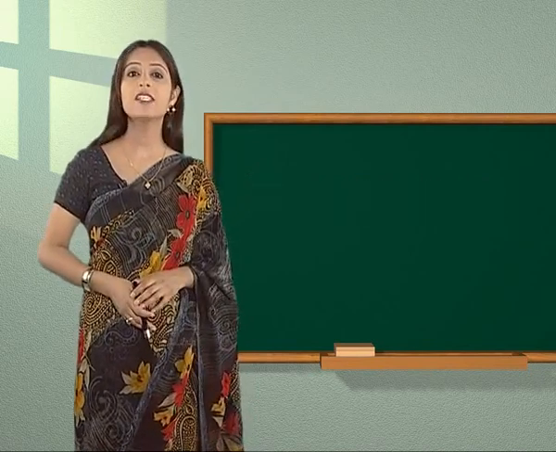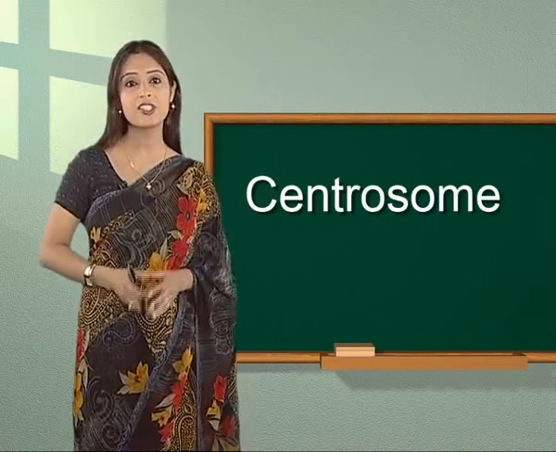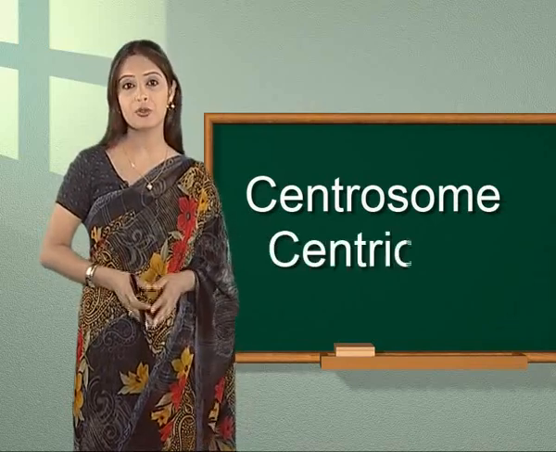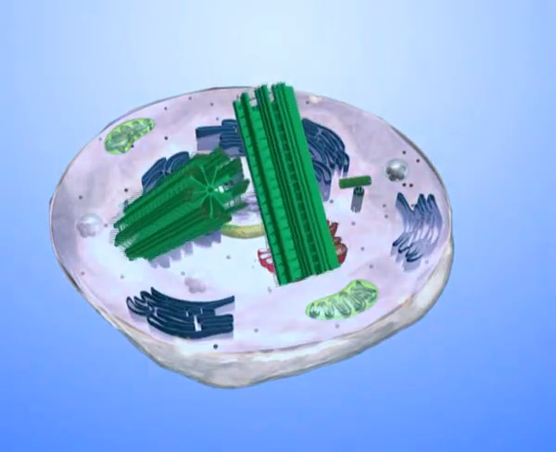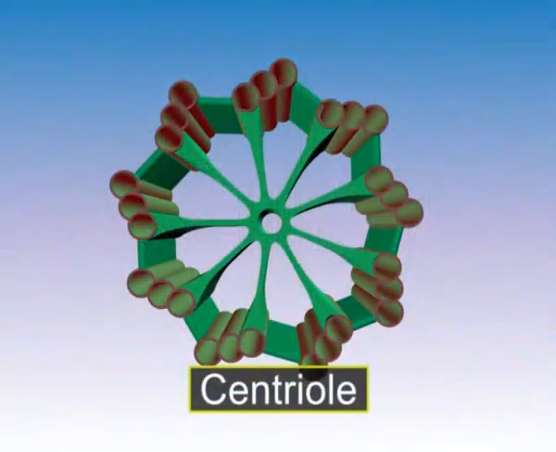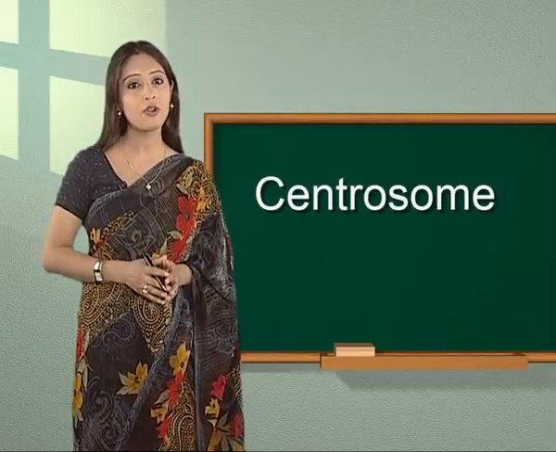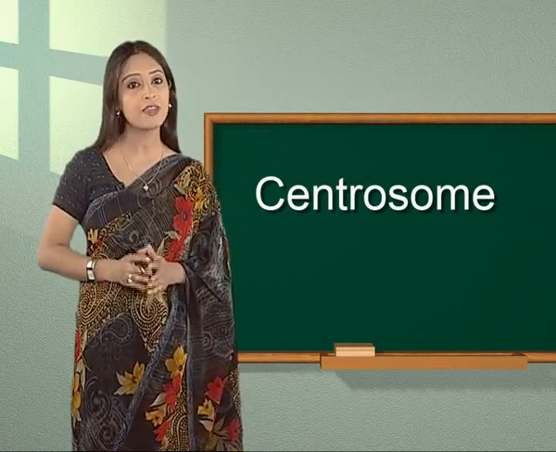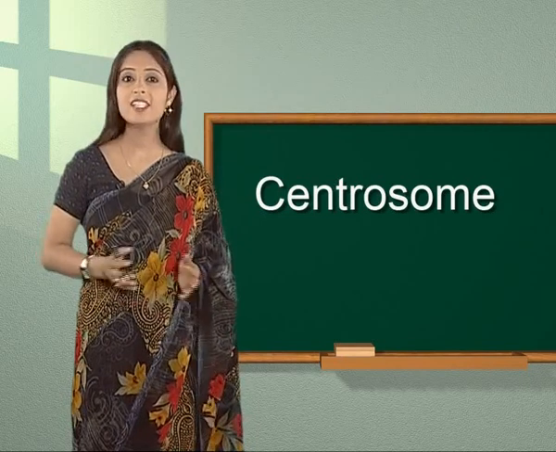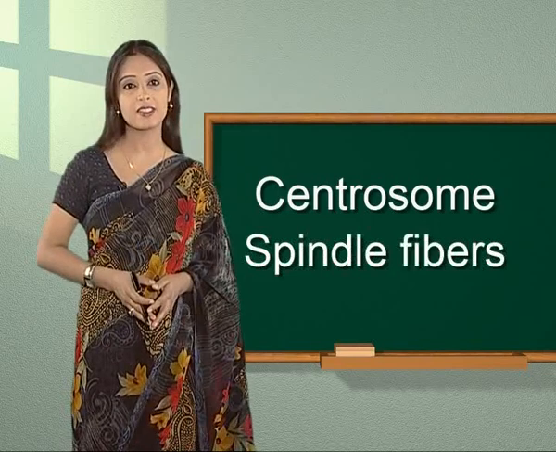Next, we talked about centrosome, which contains two barrel-shaped structures known as centrioles. The walls of each centriole are usually composed of 9 triplets of microtubules. As mitosis proceeds, thread-like structures grow from centrosome with their movement towards the metaphase plate. These clusters of microtubules are called spindle fibers.